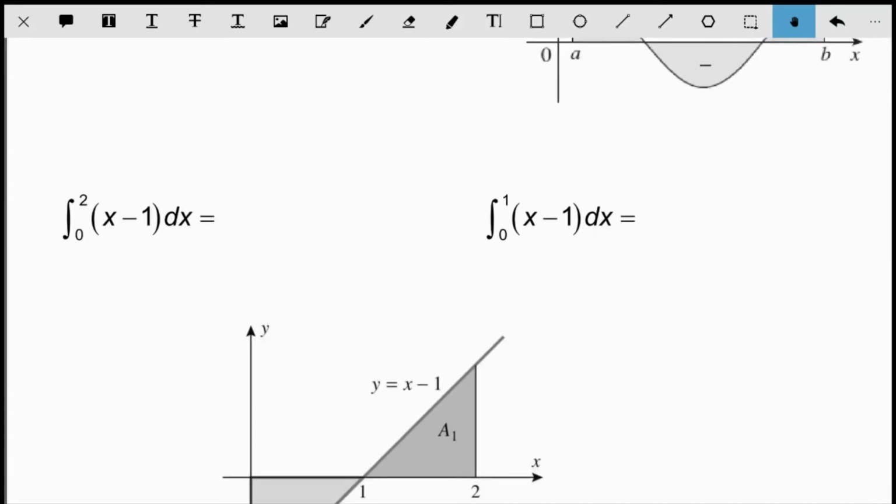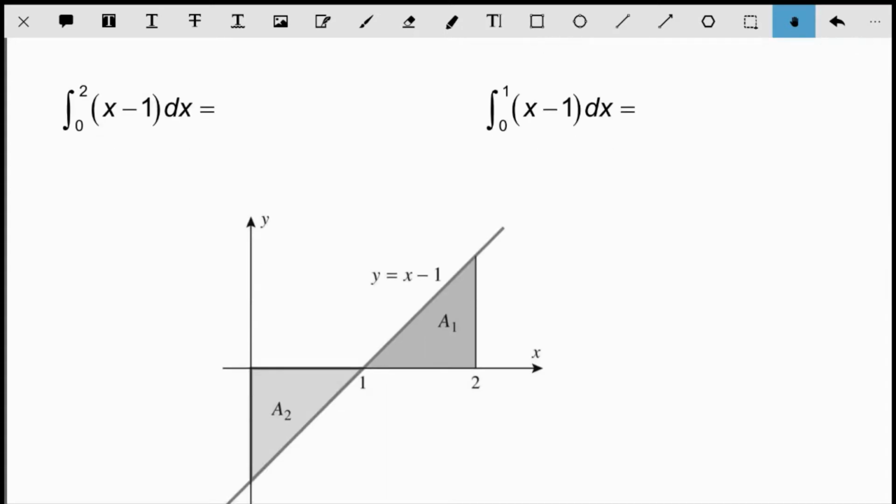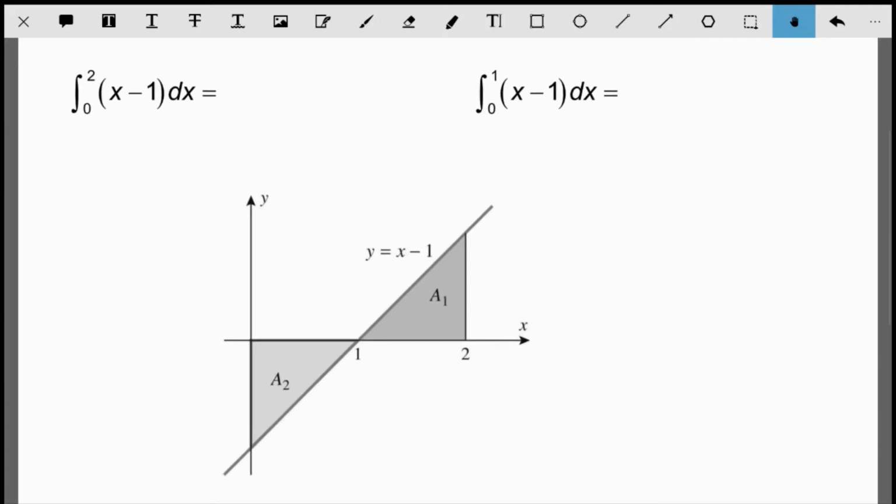Okay, so let's take a look at a couple of examples of this. So we have the integral from 0 to 2 of x minus 1 and the integral from 0 to 1 of x minus 1. You can see the graph down below, so you don't have to sketch this one. Now, there is a region where the area is below the x-axis, and we have a region where the area is above the x-axis.